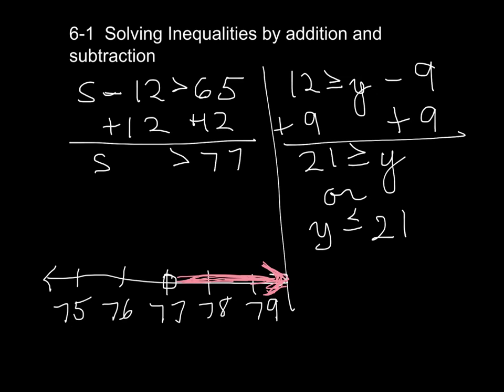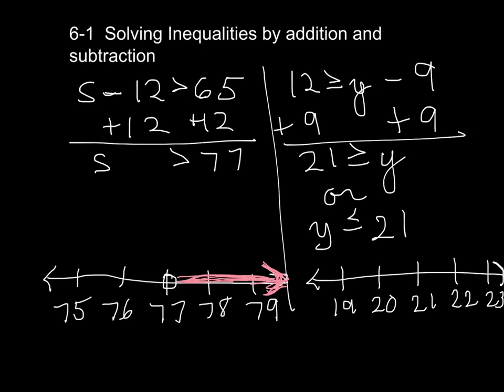Looking at the example over here on the other side of the screen, we came up with a solution of y is less than or equal to 21. So if I just made a number line with a few numbers around 21, we would see that, first of all, since this is less than or equal to 21, 21 is part of the solution set. So when I graph this, I'm going to put a solid dot at 21, and then I'm going to shade all the numbers that are less than that. Okay, and I want to show that that pattern continues, so I would bold the arrow there at the end.